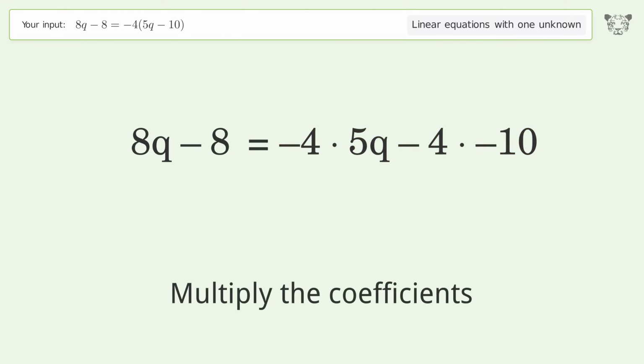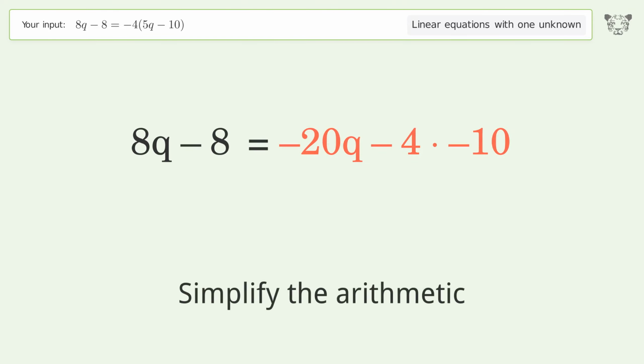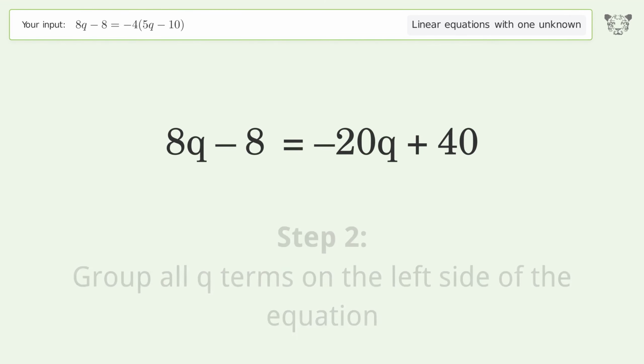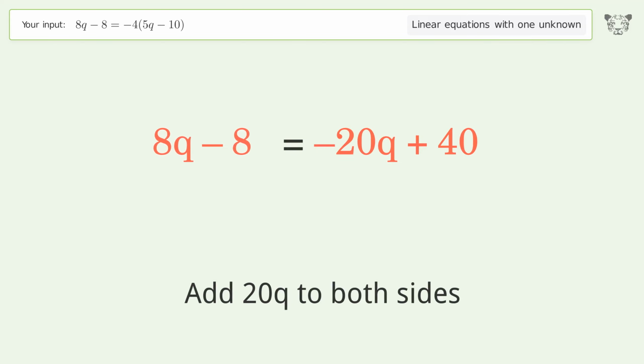Multiply the coefficients. Simplify the arithmetic. Group all q terms on the left side of the equation. Add 20q to both sides.